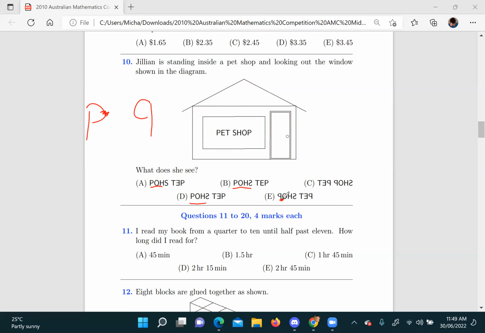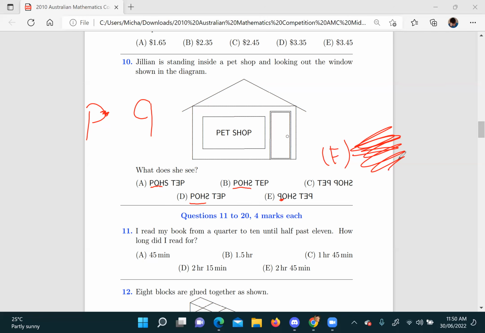But it might not be a window. It says looking out the window. Okay, so the shop P comes first. So that eliminates C, and the shop P definitely looks different. So that means it can't be B, D, or A. That leaves E. It might not be a two-way window. It might be a one-way window.